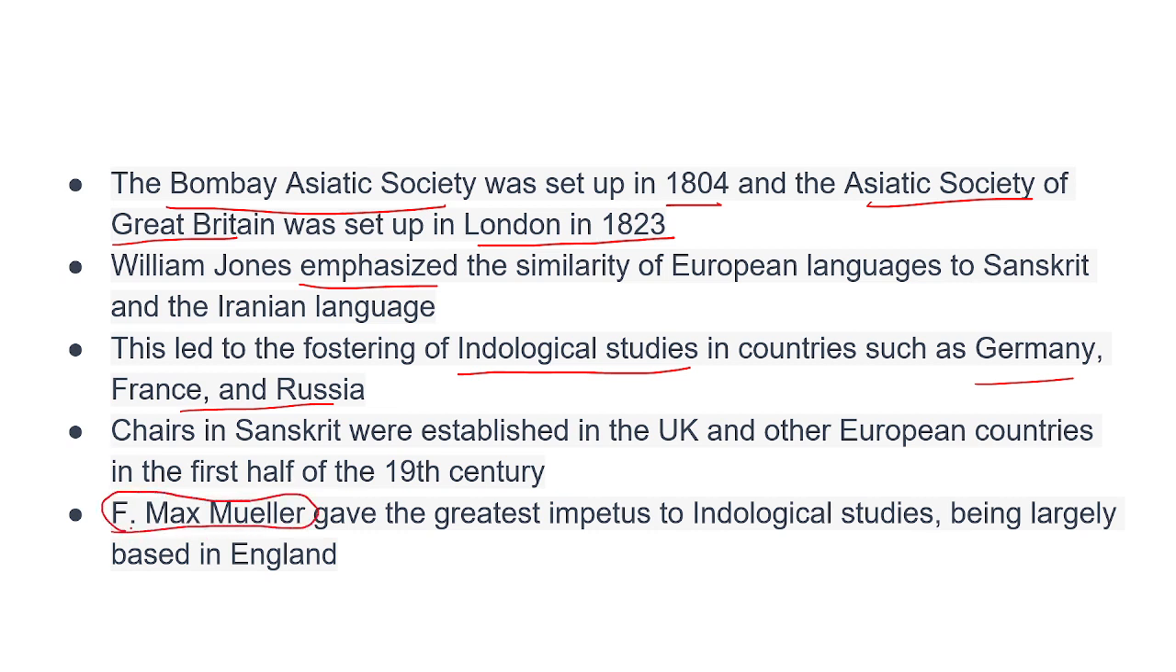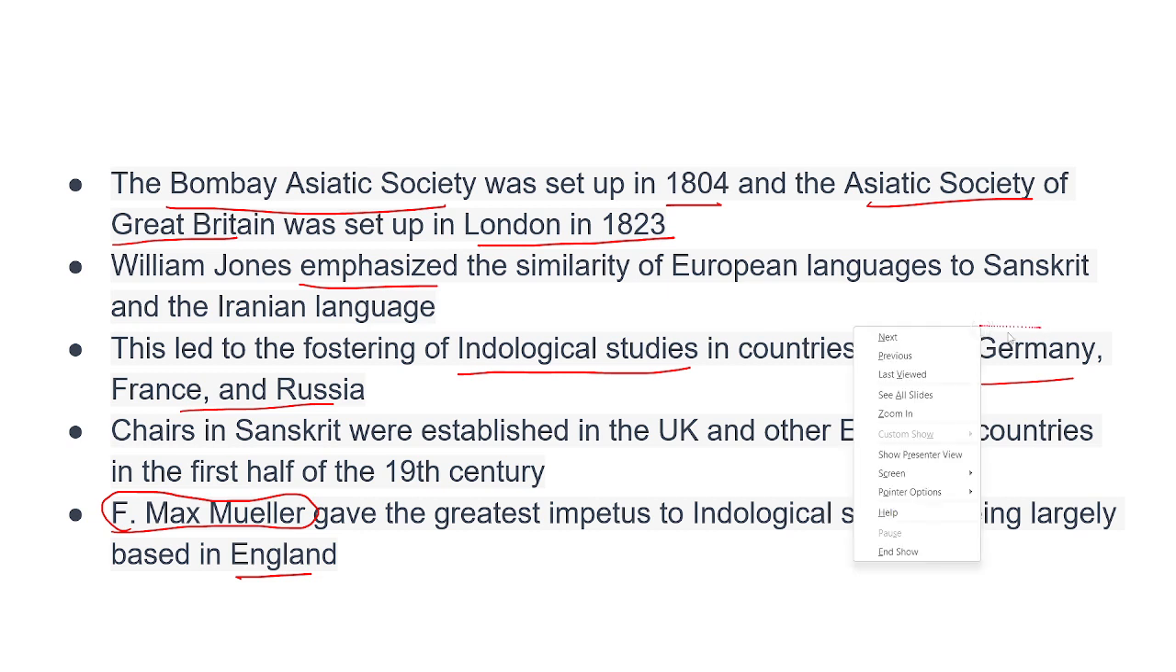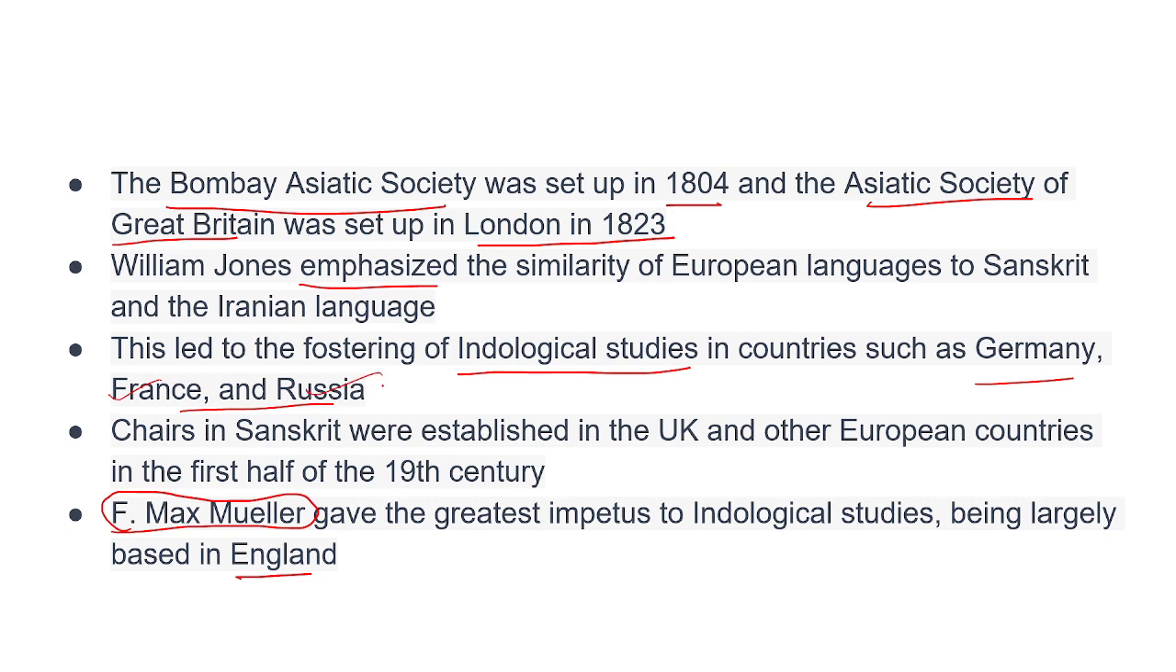this great person, he gave great impetus to the Indological studies, right? And it was largely based in England. So Indological studies अब various places में होने लगा. देखो जैसे कि first you see Indological studies कहाँ पे होने लगा, जैसे कि ये हुआ Germany. Then we see France. Then we see Russia. And then we see Max Muller in England also started.